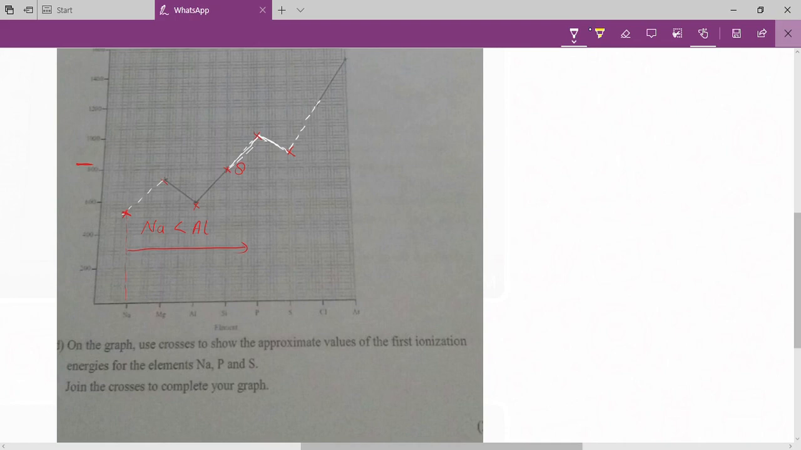And now you can see that they are asking for the approximate values of the first ionization energy of sodium, aluminium, potassium and sulfur. So sodium will be approximately 525. And it will be 700, no, it will be 700. I am writing everything. And it will be 600. And silicon will be exactly 800. And phosphorus again will be 1000, and it will be 850. Sorry, 900, 1200, and at the last it will be 1500.